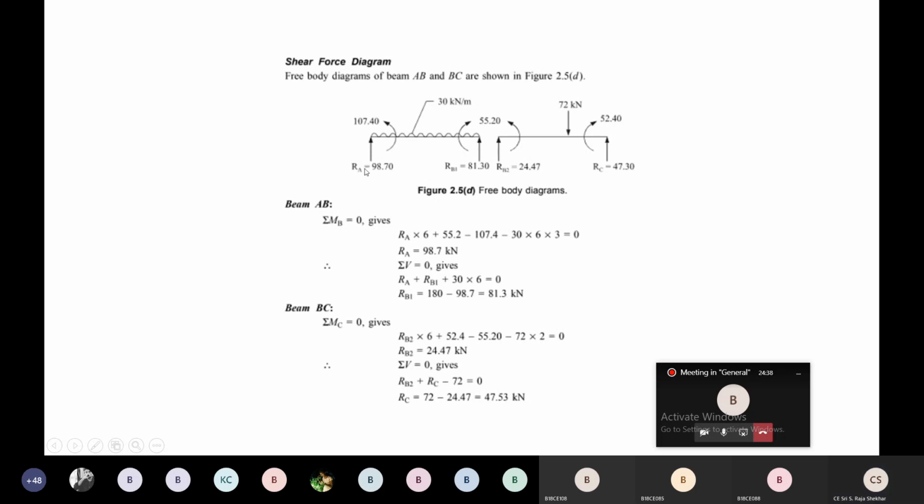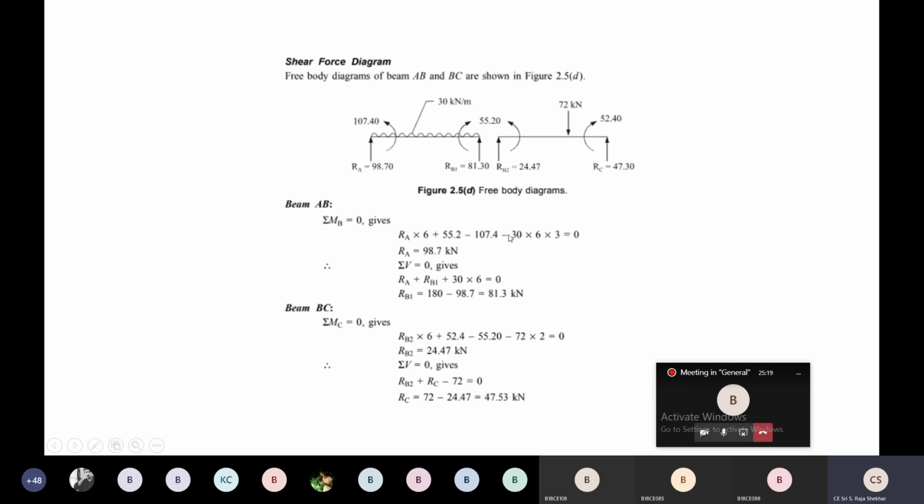So here, RA into this length, which is 6 meters. RA into 6 is acting in clockwise direction. RA into 6 and the clockwise moment have the same unit. Again, here we have a moment 55.20 acting clockwise at support B. I have written RA into 6 plus 55.20 minus. Now write the anti-clockwise moments. Here we have an anti-clockwise moment 107.40.